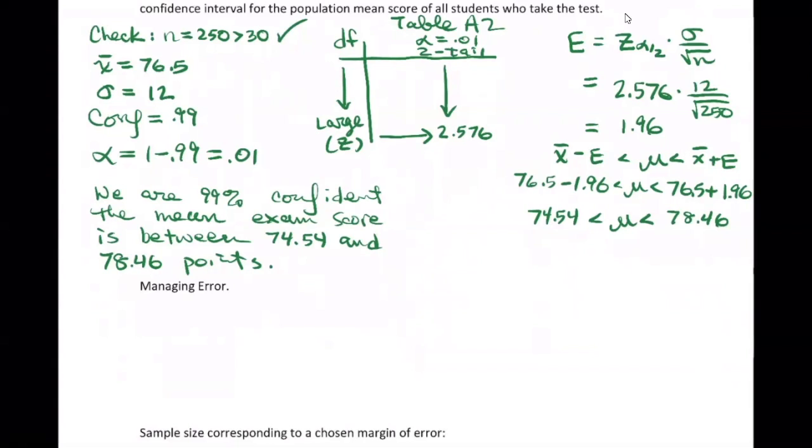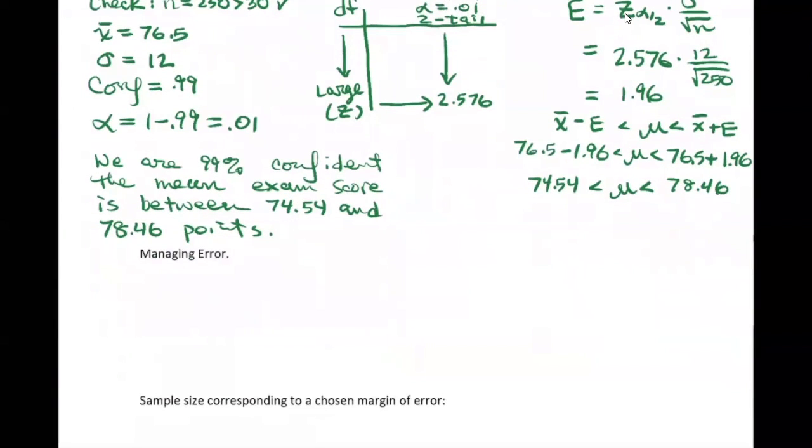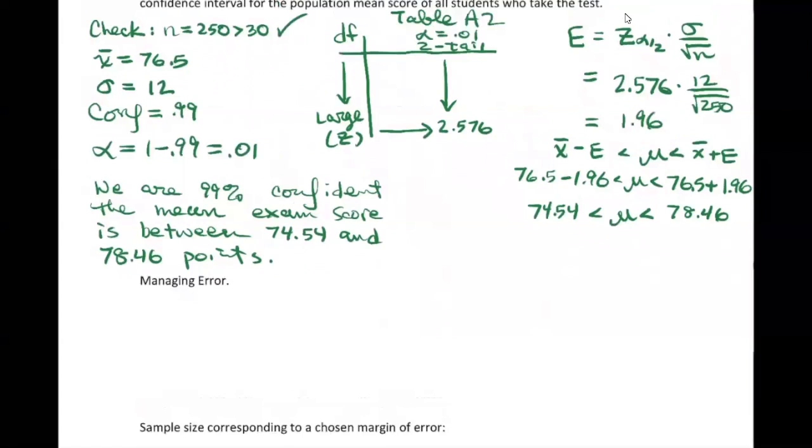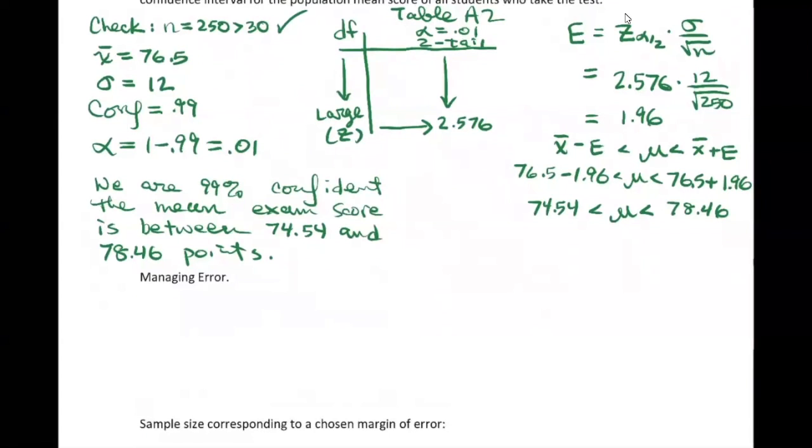All right, so I don't know if you remember, but when we were wrapping up the proportions, the last thing we did was we said, well, what if that margin of error is too big? What if you want to bring your margin of error down? And so there's a pretty simple relationship between error and sample size. It is that the error is this z critical value times sigma over the square root of n.